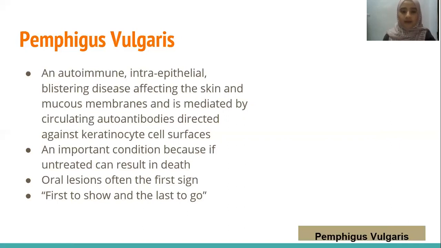Pemphigus vulgaris is an important condition because if it's left untreated, it can result in death. And oral lesions are often the first sign of the disease, and they are the most difficult to resolve with therapy. For this reason, oral lesions have been described as the first to show and the last to go.